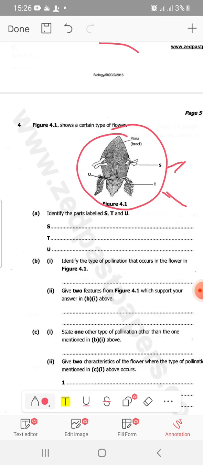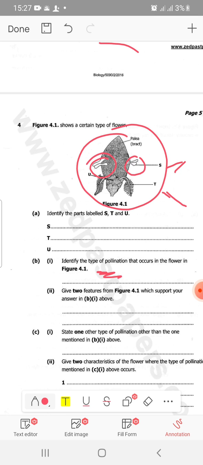Give two features from figure 4.1 which support your answer. So why did I say that here it's windy pollination? That's what they're asking you. Why did I say that this is a windy pollinated flower? The reasons are simple. It's because I have seen these large anthers, and they're dangling outside the flower. So in windy pollinated flowers, they have large anthers which hang outside the flower.